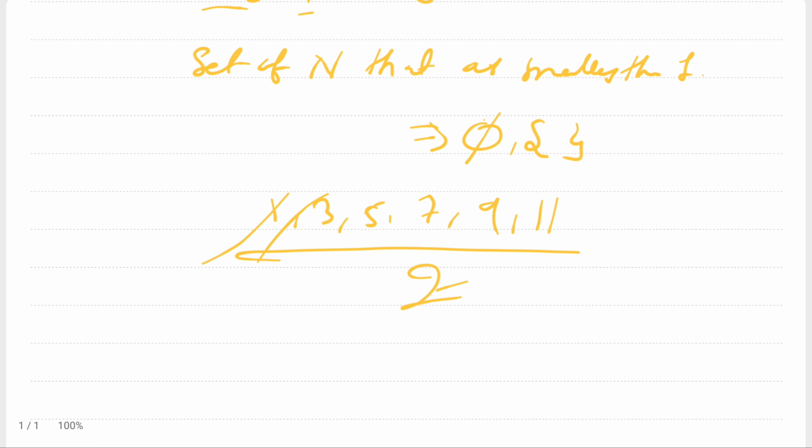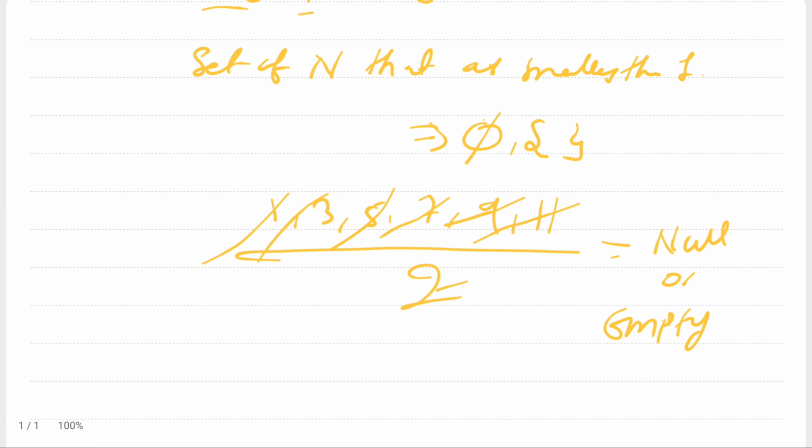Like 5 also not divisible, 7 also not, 9 also not, 11 also not. So it is not possible. If you divide this odd number by 2, it is not going to be divisible. It doesn't have any element which is going to be divided. So it is our null set, or we can call it the empty set.